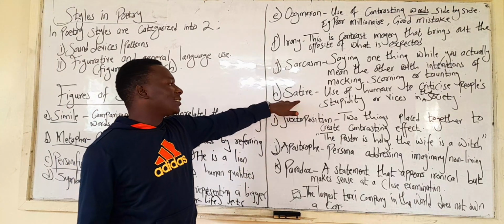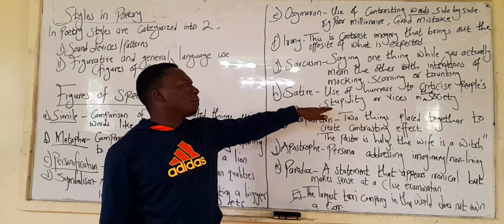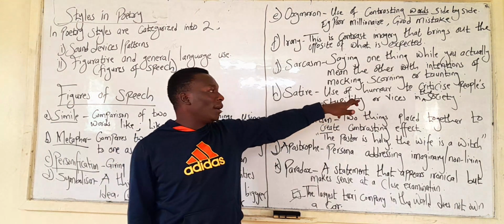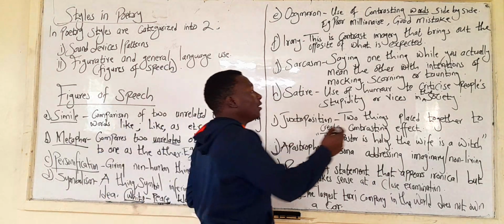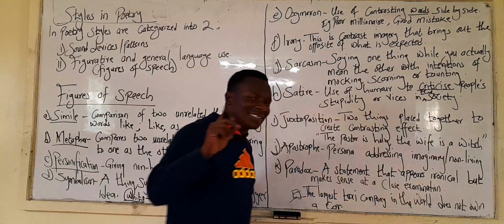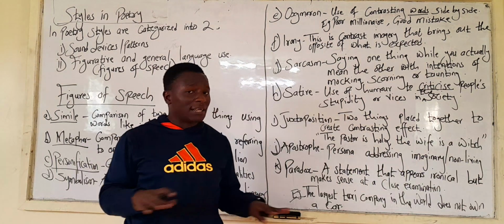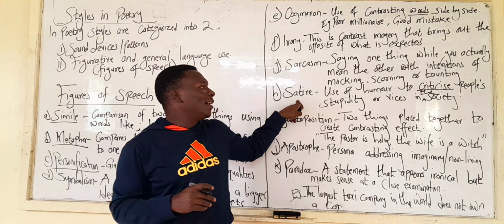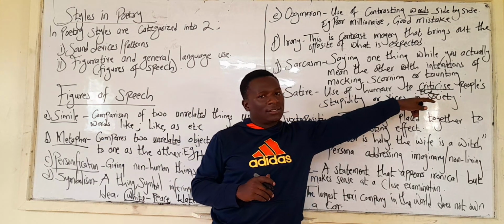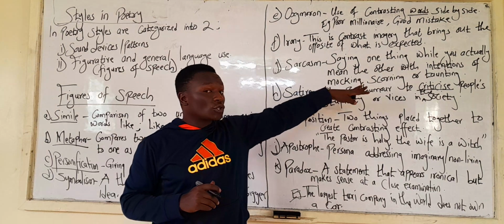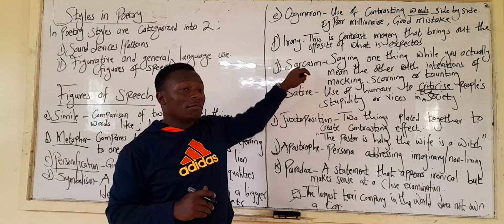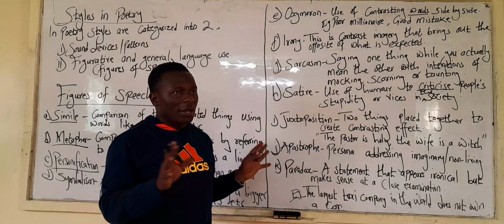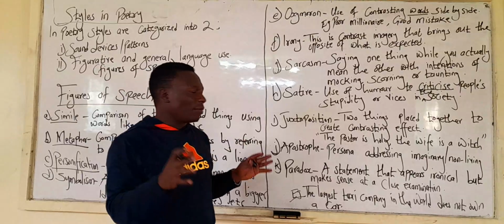The next one is satire: the use of humor to criticize people's stupidity or vices in the society. Now, a very key word: that particular humor has to criticize something, not just be plain humor. The humor has to criticize, not to mock, not to scorn, not to taunt. That is sarcasm. But satire has to criticize a person in whichever thing they are doing.